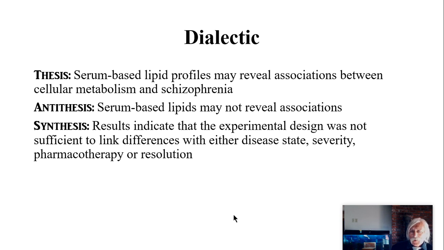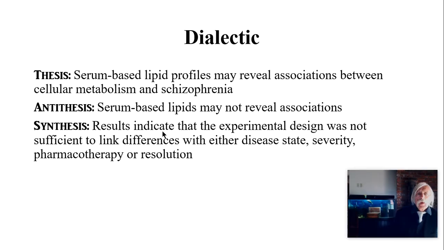So the dialectic, very simple. This is a dialectic thesis: serum-based lipid profiles may reveal associations between cellular metabolism and schizophrenia. Okay. Antithesis: serum-based lipids may not reveal associations. Okay. Synthesis. Remember, you're carrying out a dialectic.